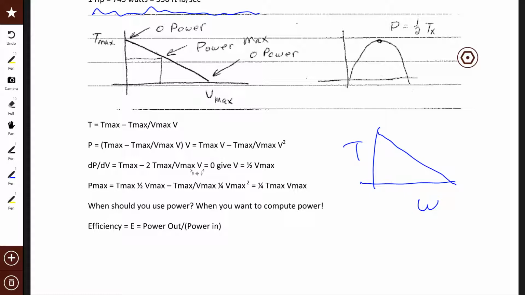Okay, so let me ask you some questions. If you have a DC motor and you load it up so that it barely moves, so it's operating right here, say, how much power do you have? Very little. Why? You have a lot of torque, but you have very little velocity. So at this point, the DC motor doesn't give you any power, or very little.